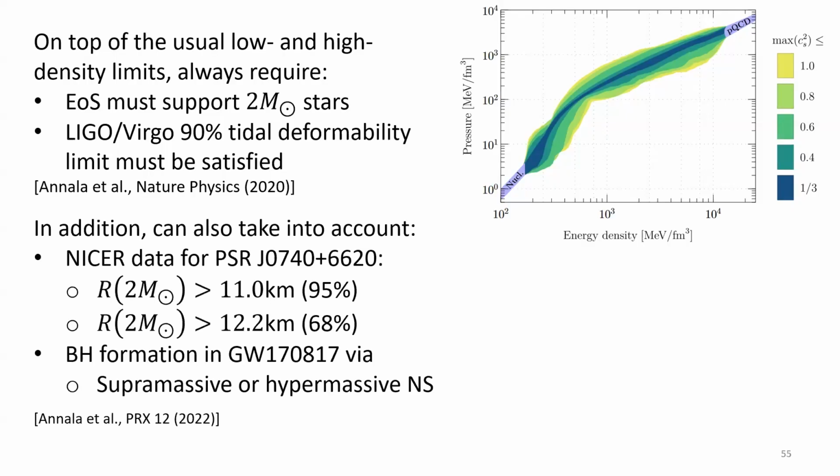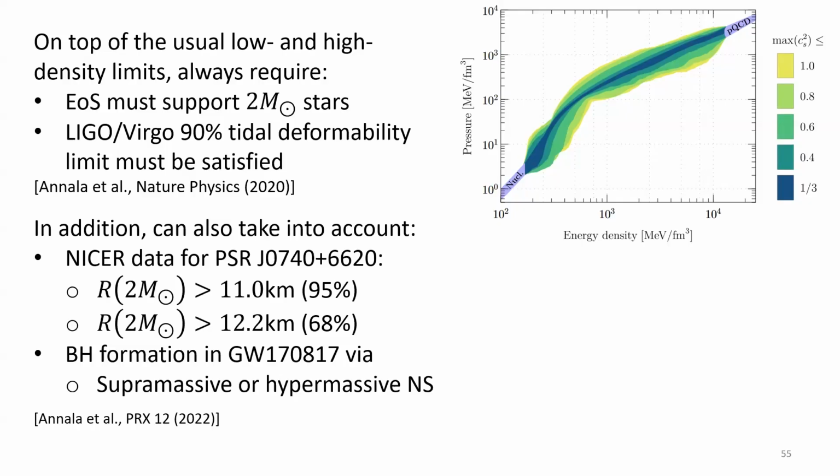There are also others that one can use. And in 2022, we took into account two further data points. One corresponds to a lower limit for the radius of a roughly 2 solar mass neutron star from the NICER collaboration. They said that the radius of a 2 solar mass neutron star has to be at least 11 kilometers at 95% credence, and at least 12.2 kilometers if we only impose 1 sigma uncertainties.